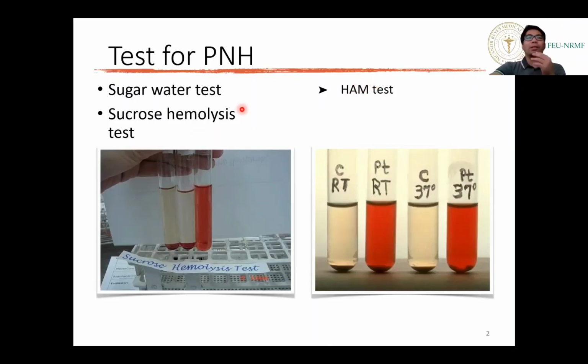Okay, now, what is the principle of the sugar water test? And what is the endpoint of the sugar water test? The same also with the sucrose hemolysis test. What is the principle of the sucrose hemolysis test and what is its endpoint? So, the principle of the sugar water and sucrose hemolysis test.